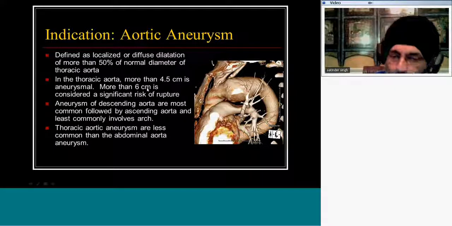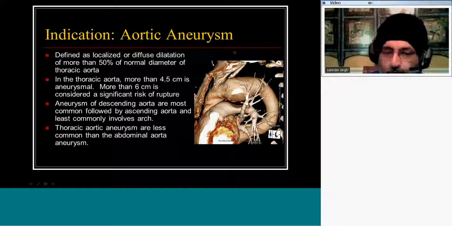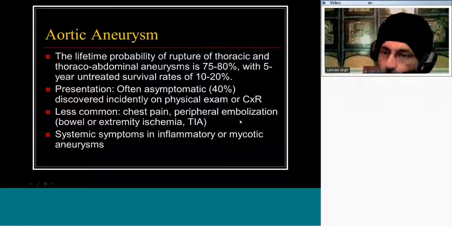Okay? So people often say if this aneurysm is not up to 6 centimeter, they will wait not to operate. Okay? It depends again, based on the comorbid conditions of the patient. Aneurysm of the descending aorta is the most common in the thoracic aorta, followed by ascending, and then least commonly is the aortic arch. Overall, the abdominal aortic aneurysms are much more common as compared to the thoracic aortic aneurysm.